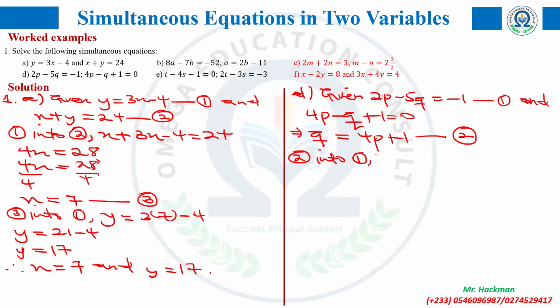will give you 2P minus 5Q. Here the coefficient is not 1, and the sign there is not positive, so you cannot ignore the bracket when you are substituting. So your Q is 4P plus 1. At this point, it will be equal to -1. So we come and expand, then combine like terms. If you are expanding, 2P minus 5 times 4P will give us minus 20P.